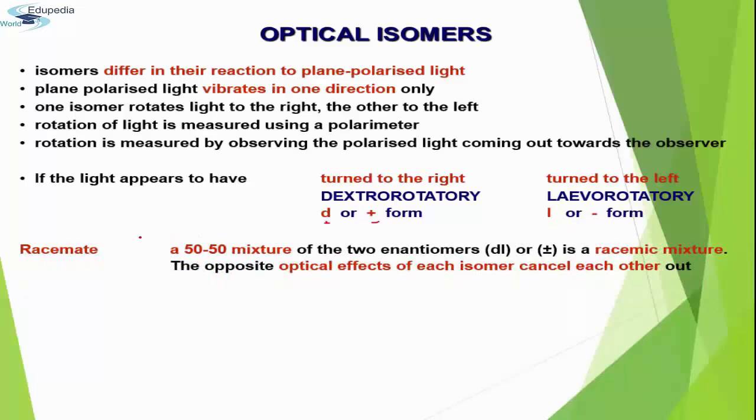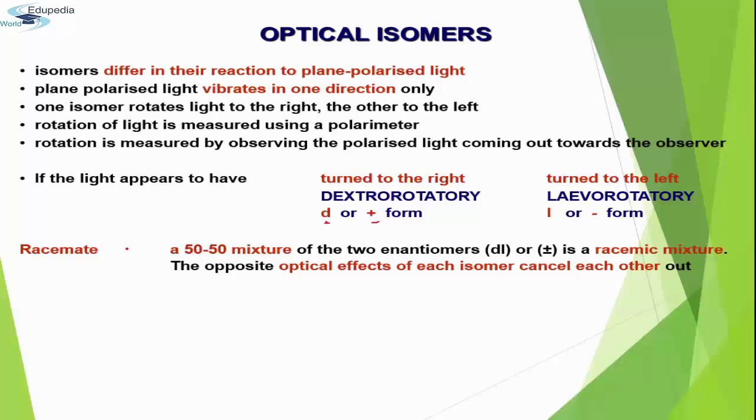Then suppose there is a mixture of the isomers, both these enantiomers in a 50-50% mixture, then such a mixture is known as a racemic mixture or racemate, and they will cancel out the optical effect of each other. Half of the molecules will rotate the plane polarized light to the right side and half will rotate it to the left side, and overall the result will be 0.